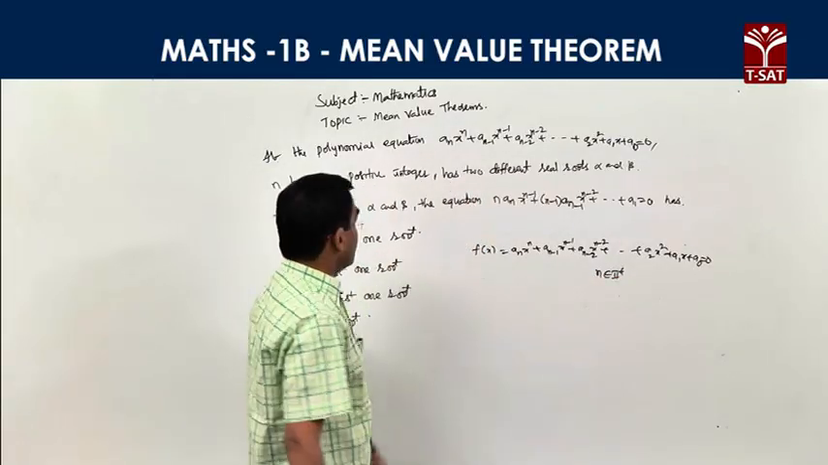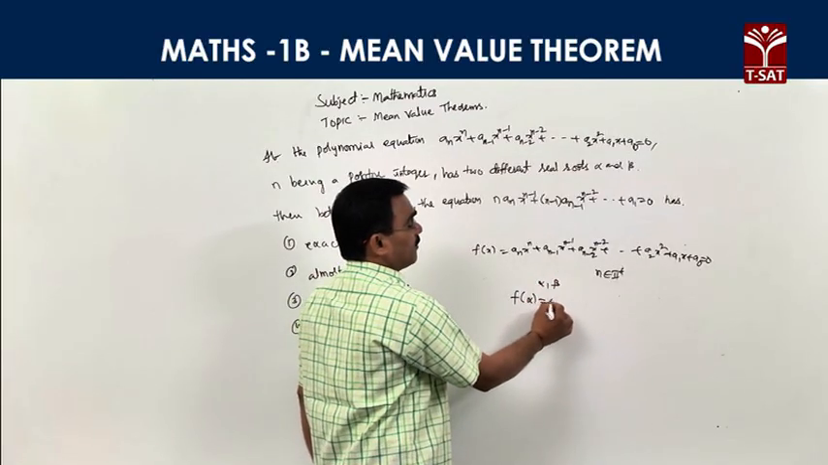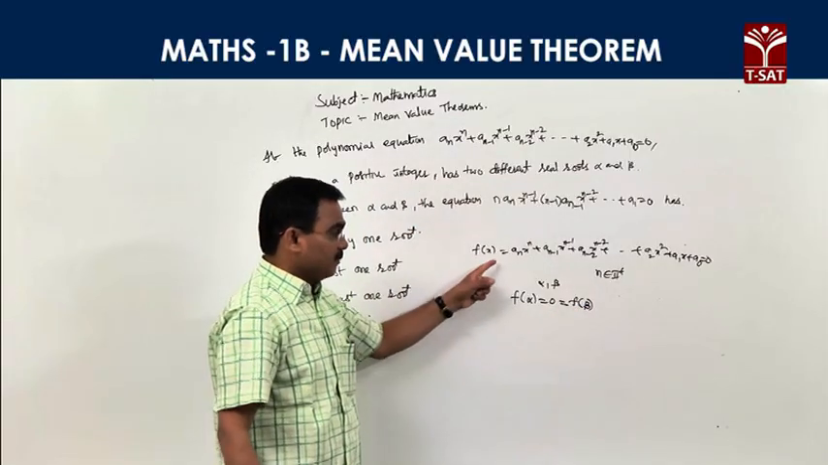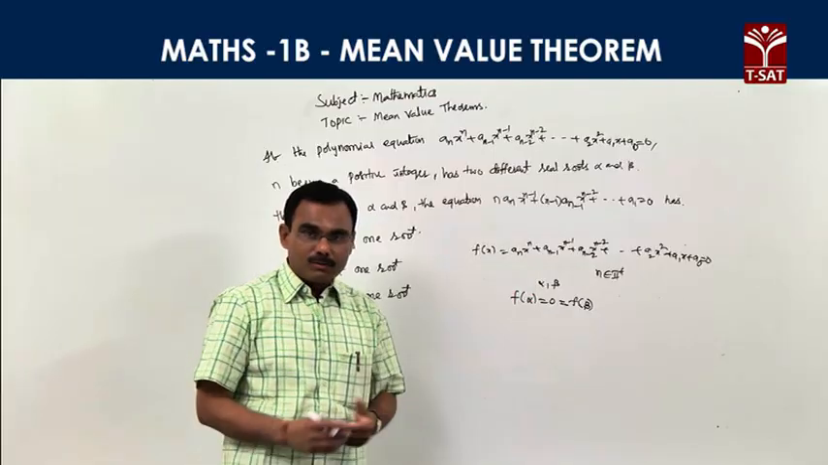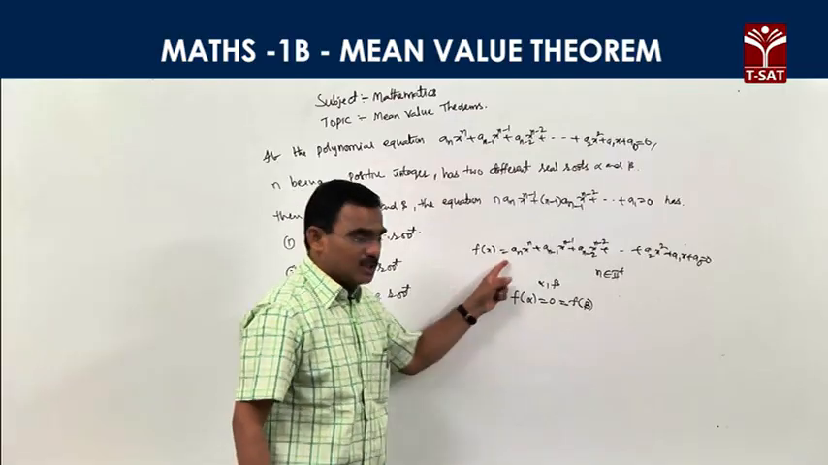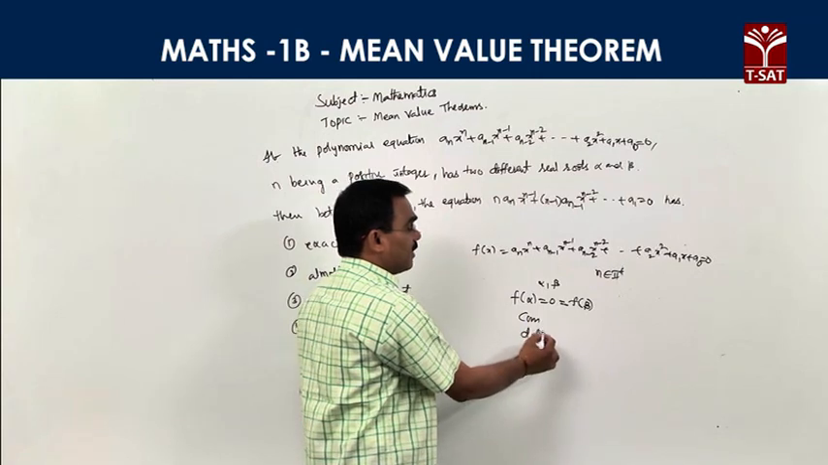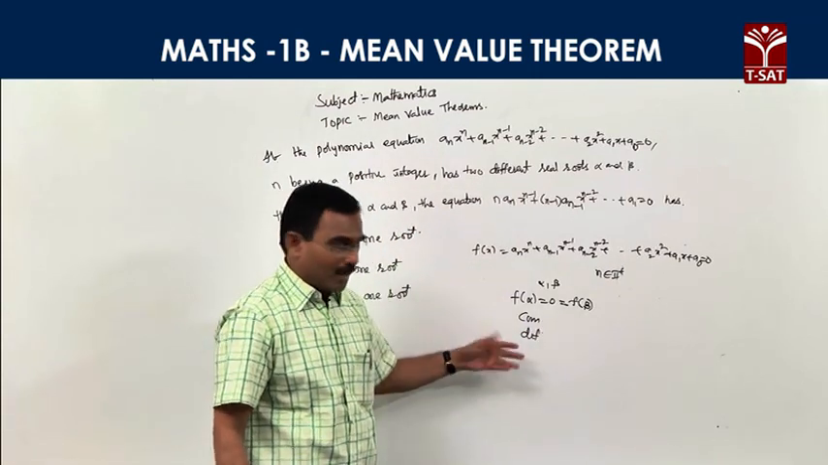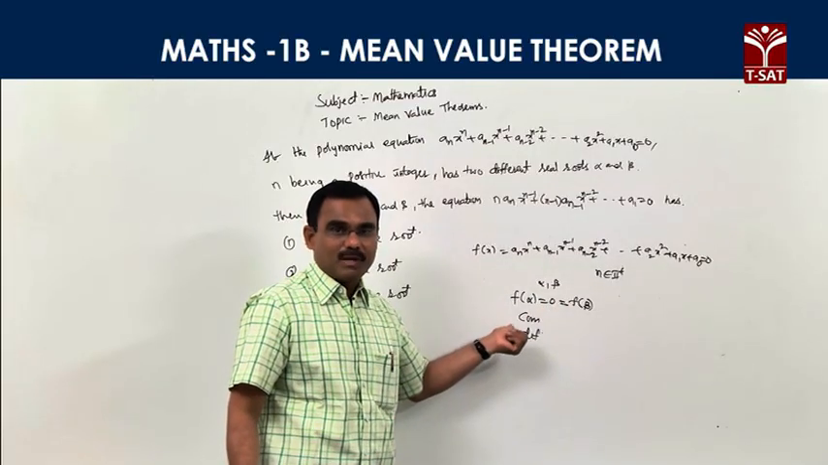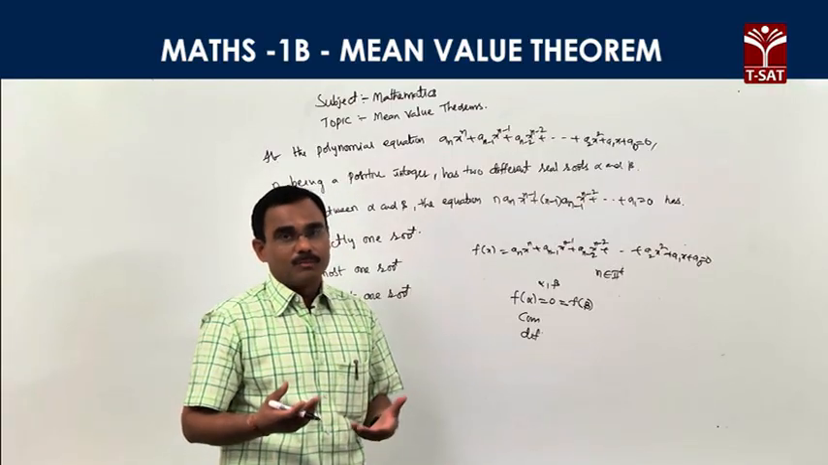This is the polynomial equation, and alpha comma beta are two roots. Alpha, beta two roots means f of alpha is 0 and f of beta is also 0. We observe that f is a polynomial, and every polynomial is continuous and every polynomial is differentiable. So f is a continuous function, a differentiable function, and alpha, beta being roots means f of alpha is 0 and f of beta is 0. Then f satisfies all conditions of Rolle's mean value theorem.